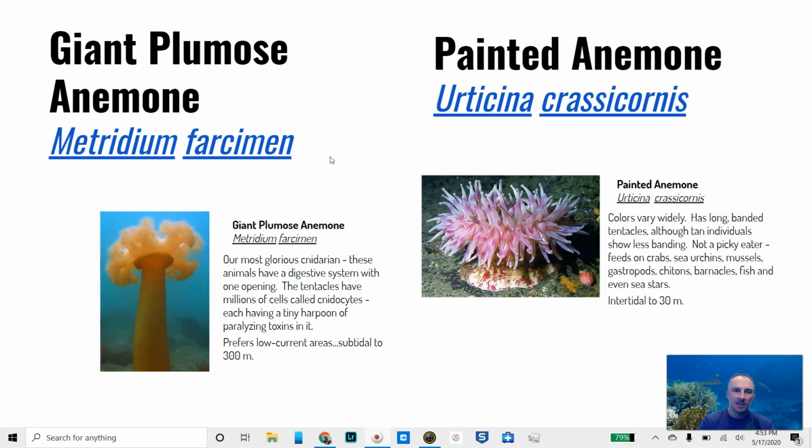The scientific name for this one is a really interesting and cool one. Let's say it first. The scientific name is Metridium farcimen. Metridium farcimen. And when I translated this out or looked this up, I found that it means mother sausage.